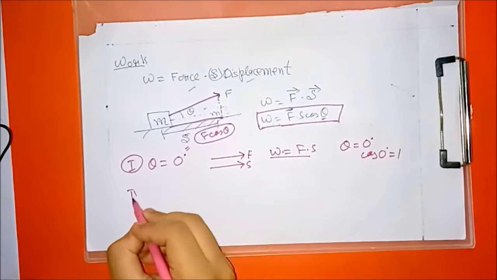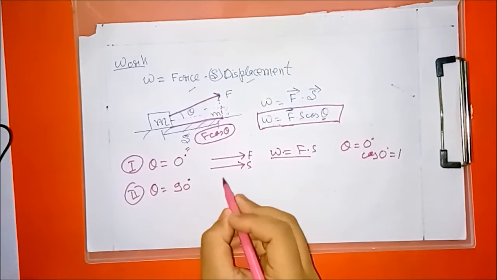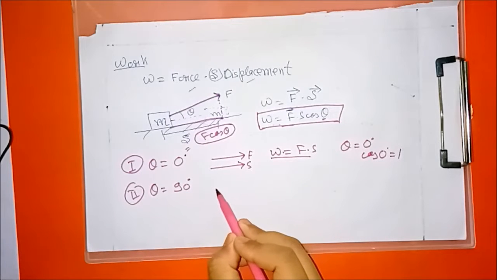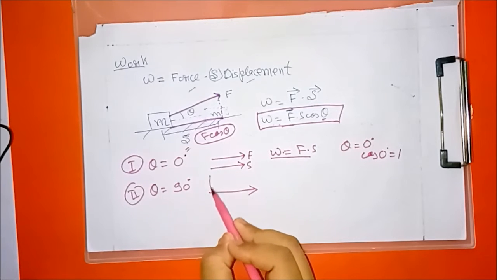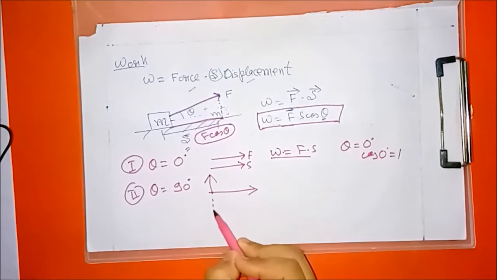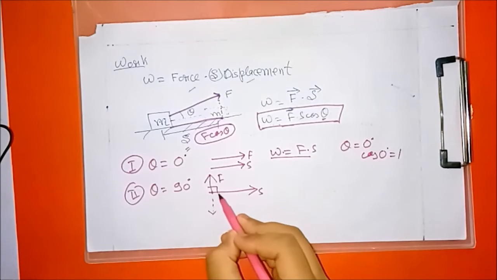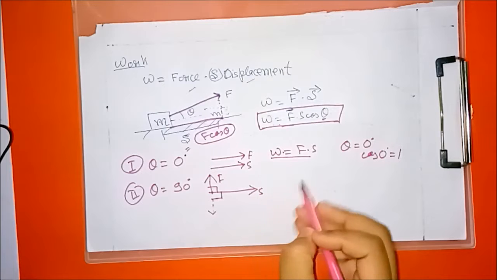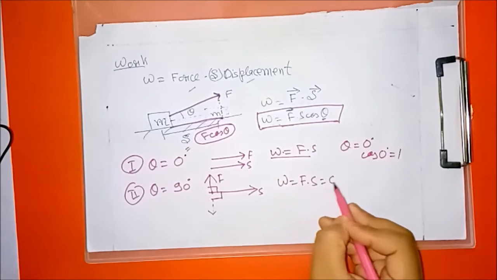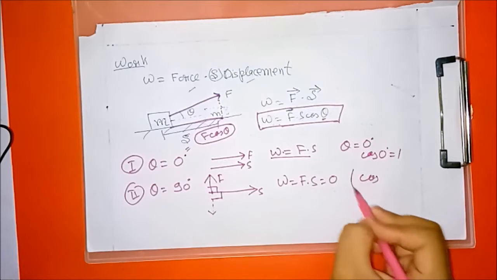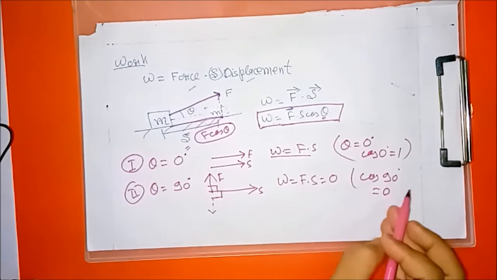The second case is when theta is equal to 90 degrees. Suppose the displacement is in this direction, the force will be in this direction, or it may be in this direction. At that moment the angle between them is 90 degrees. So F dot S equals 0, as cos 90 is equal to 0.